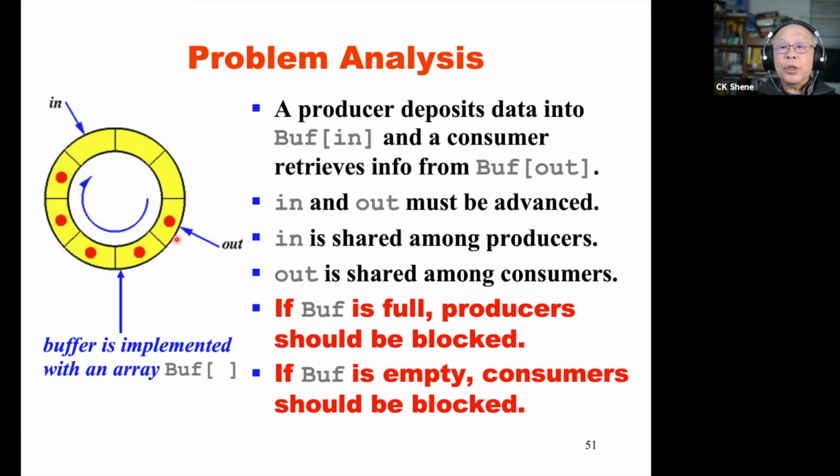In is shared among all producers. Why? Because two threads or two processes could add information to this location. So in order to make sure that only one process or one thread could add information, in has to be protected, allowing only one thread to access in. So here we have a mutual exclusion situation.